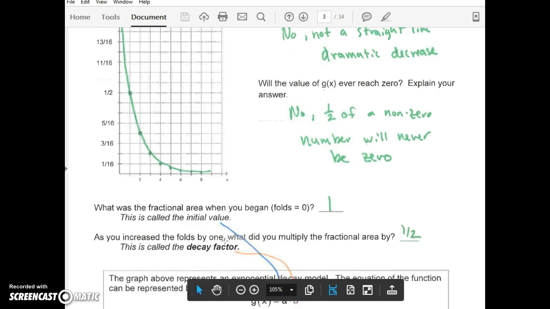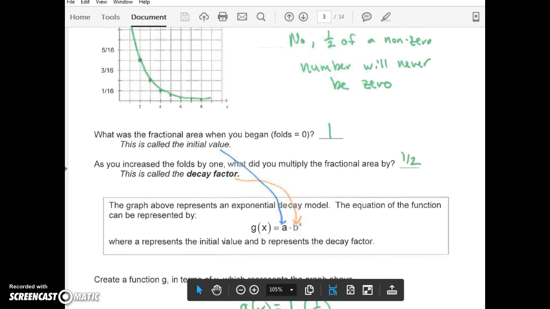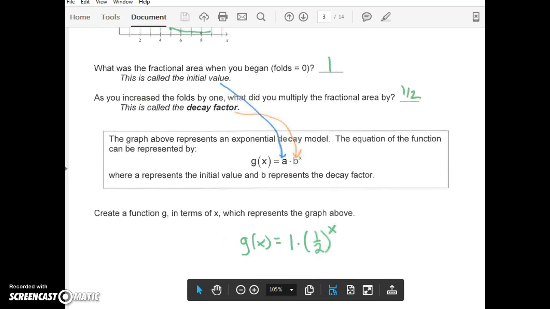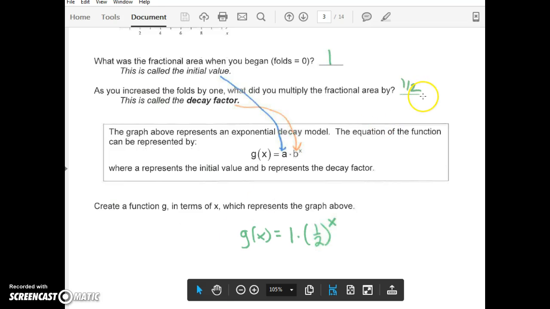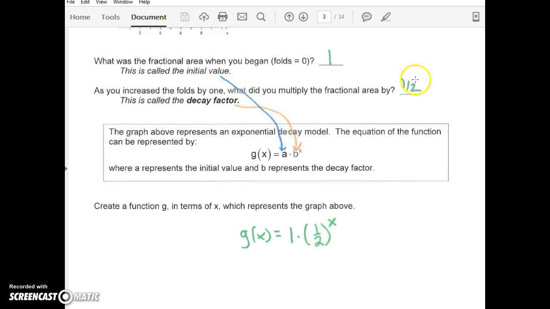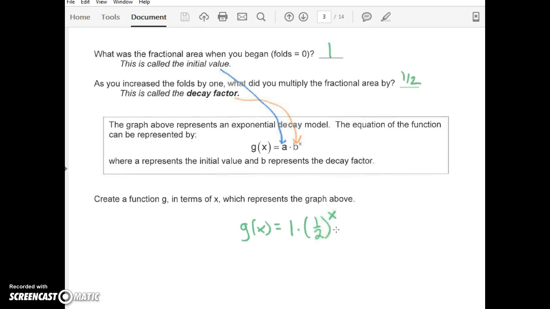And just like we did with the growth model, the decay model is set up in very much the same way, except now we have this number 1/2. That's our decay factor. If this number is between 0 and 1, it's a decay function. So a b between 0 and 1 is decay. If b is greater than 1, then we have a growth function. So again, we take our initial value, 1, our b value, 1/2, and just plug them in to get our function.